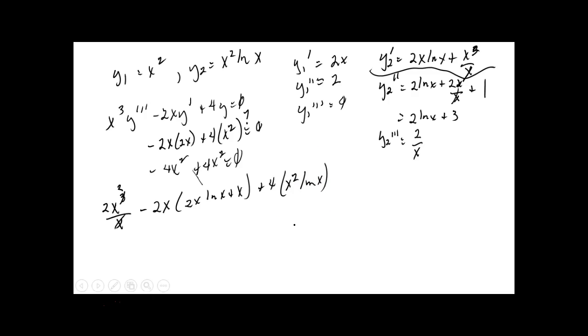Okay. Let's see what this turns into. This is 2x squared minus 4x squared log x minus 2x squared plus 4x squared log x. And sure enough, this and this and this and that add to 0. Both of them do solve that equation. We've shown it. They both are solutions for that differential equation.